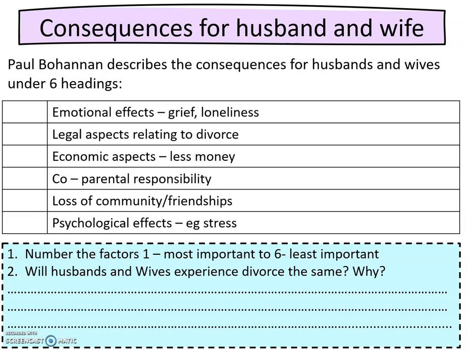So consequences then. If we look at the husband and wife to start off with, Paul Burnham basically describes consequences for husbands and wives under 6 different headings. So you can see them now. What I would suggest is have a little think about which you think is the biggest impact that people would feel from divorce?